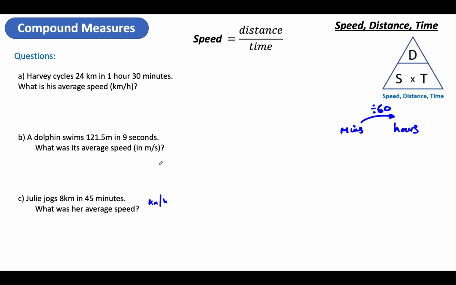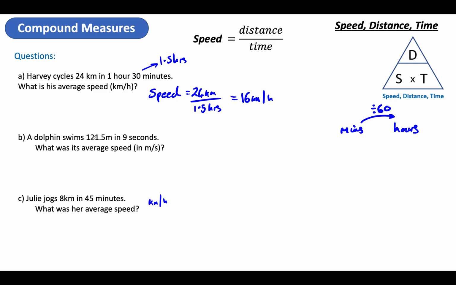We have unpaused. Speed then. Let's do Harvey. What's Harvey's speed? Well, he did 24 kilometers. And how long did he take? 1 hour and 30 minutes. Well, that's the same as 1.5 hours, isn't it? So 1.5 hours. I think it's going to be 16. Let's see. 24 divided by 1.5. 16. Yeah. So that's not too bad on a bike. 16 kilometers per hour.